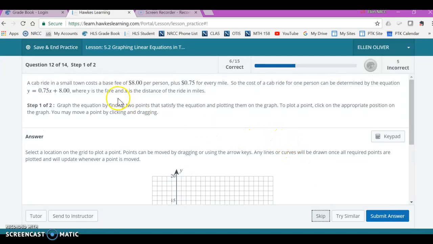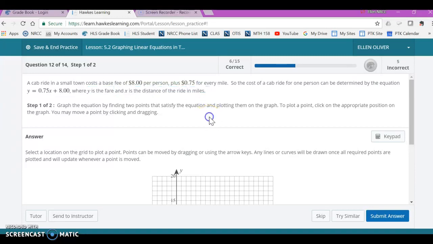All right, this one is the word problem, and the sort of cheat here that I will tell you is that you really don't have to read the words if they give you the equation. Just focus on the equation and see that it says your base fee is $8 per person plus 75 cents for every mile. So this is your $8 per person plus 75 cents times the number of miles we're going to go. It tells you right here y is the fare and x is the distance of the ride in miles.